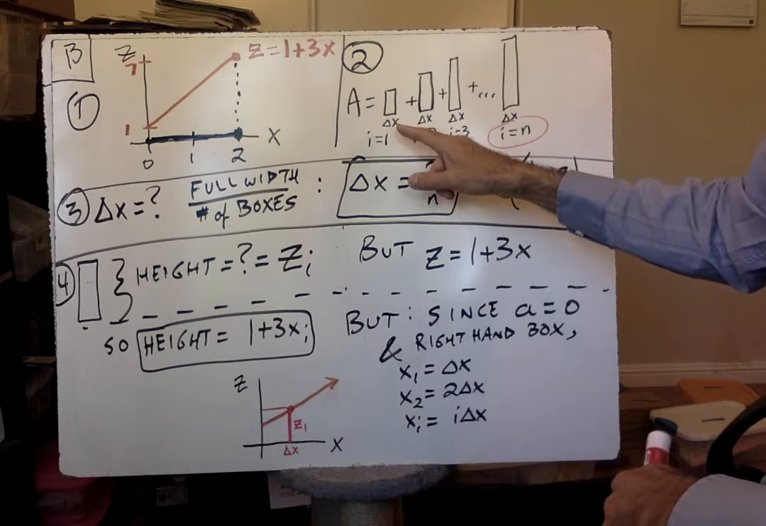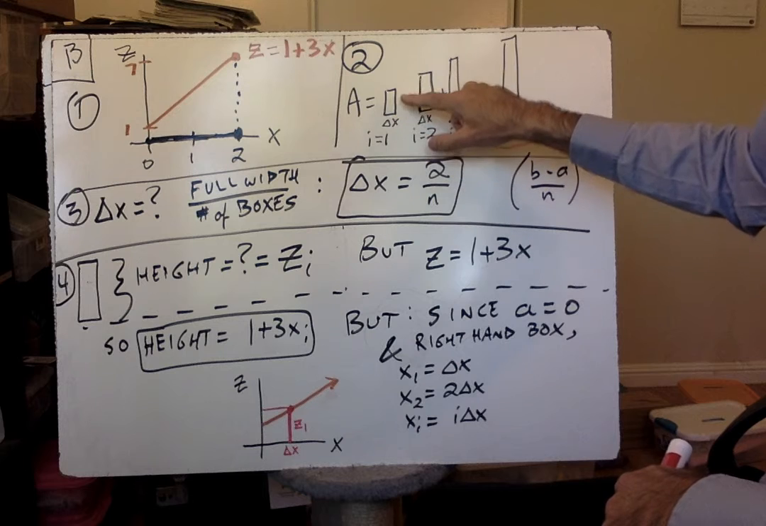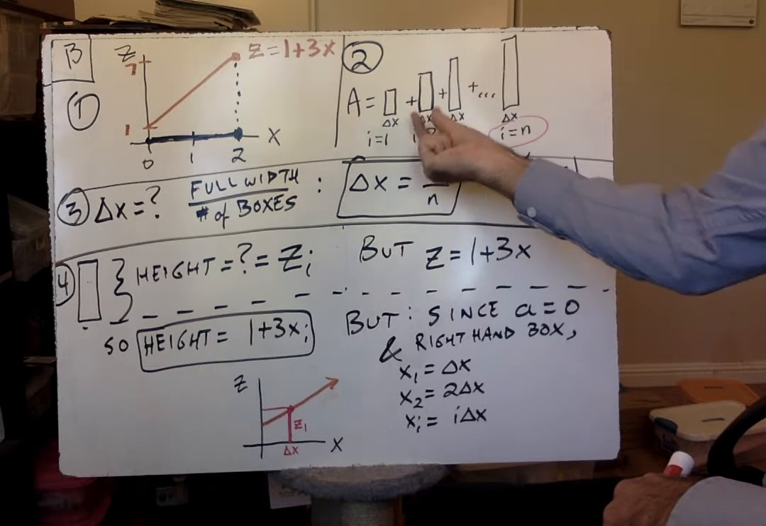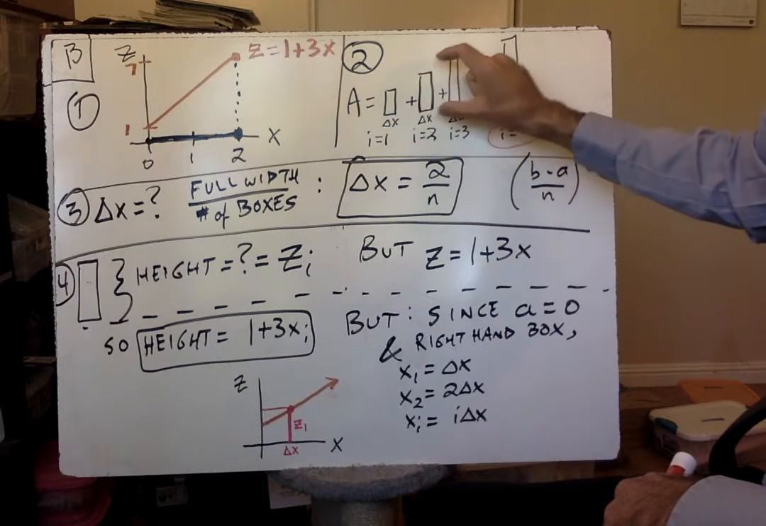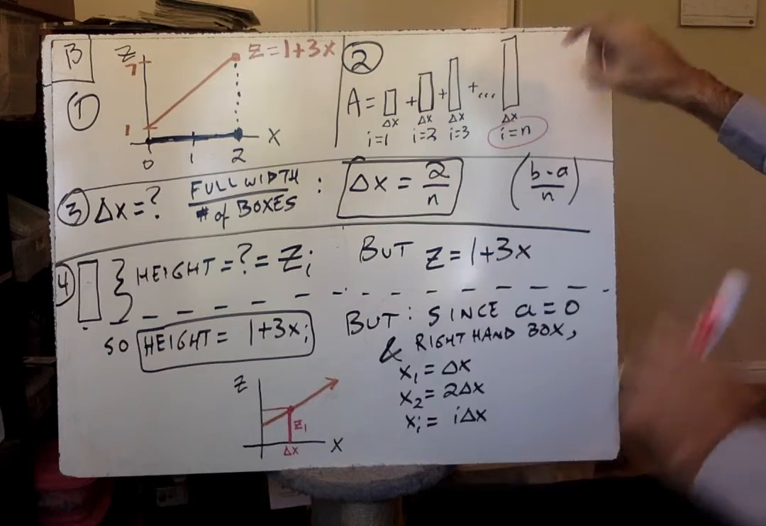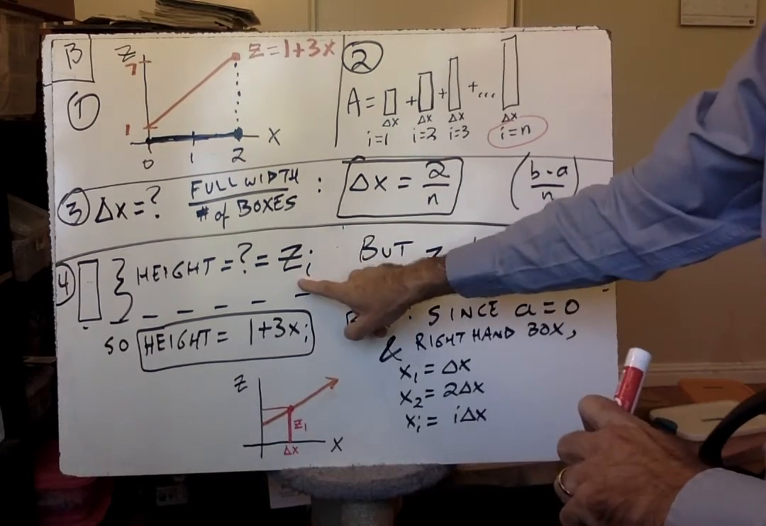Okay, so 1 down, 1 to go. We need an expression for the width and an expression for the height of each one. Notice I do the width first because it's easier. It's the same for every box. The height is changing. In this particular problem, it's increasing with every box. So we want an expression for that. We can't just write z i. Okay?